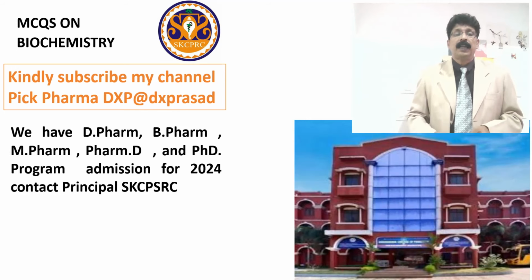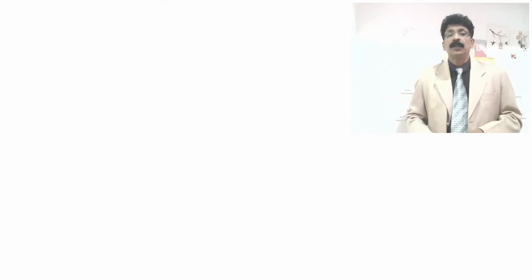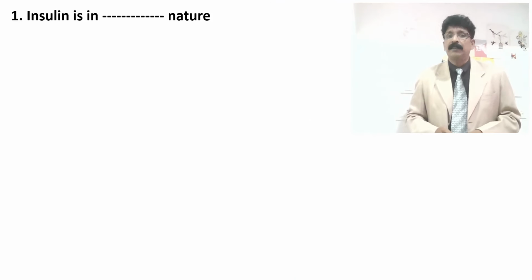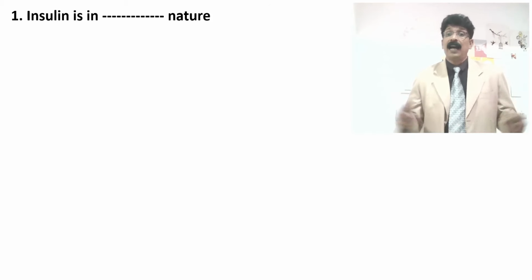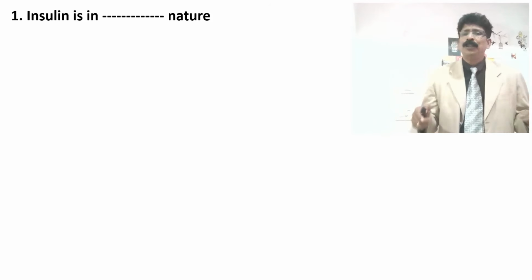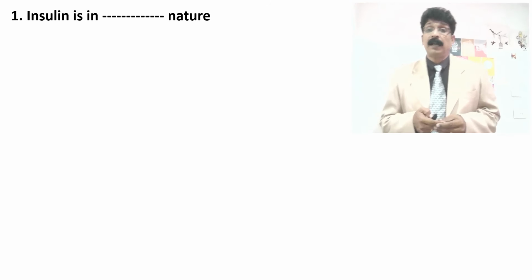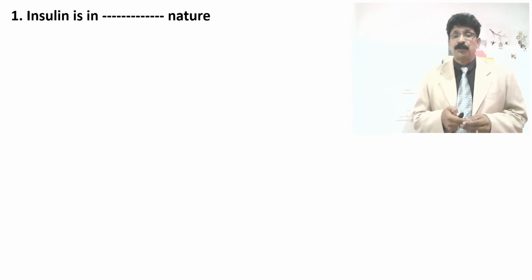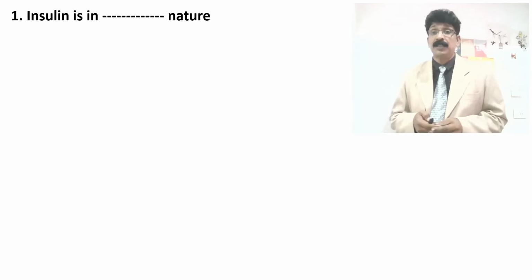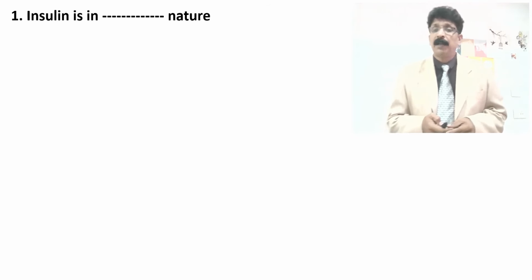So the 10 MCQs or 15 MCQs which we are going to see in this session. We will start with the first question: insulin is in dash nature. So insulin, immediately you know very well in biochemistry. We know that it is an enzyme, a proteinous endocrine secretion from islets of Langerhans, which controls blood sugar level, and also insulin plays a major role for various metabolism. Carbohydrate metabolism is needed.